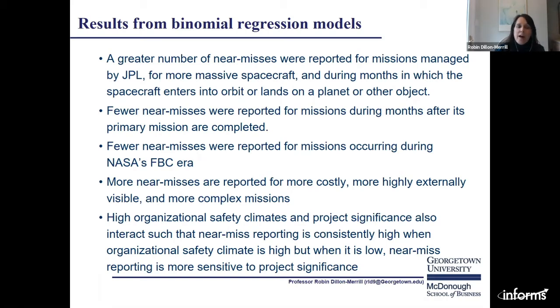We also found more near misses are reported for more costly, more highly externally visible, and more complex missions. And so as missions had more focus and more attention around their launches, they were more highly visible, people were paying more attention to near misses, and they did have more reports.